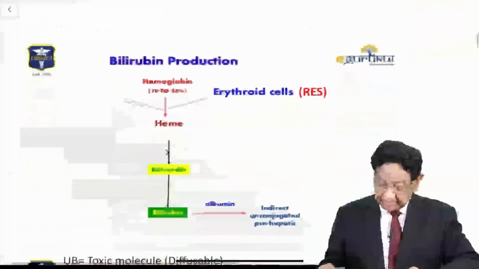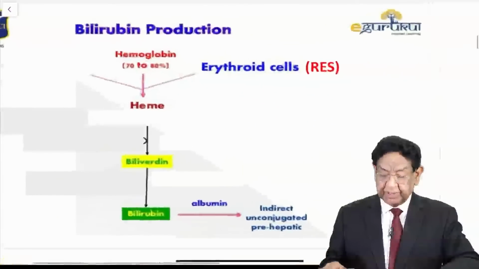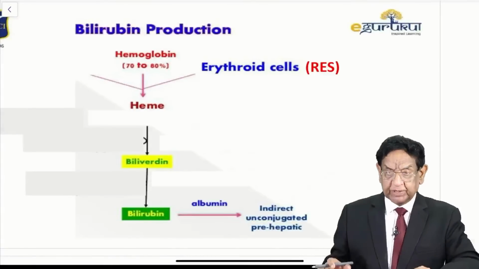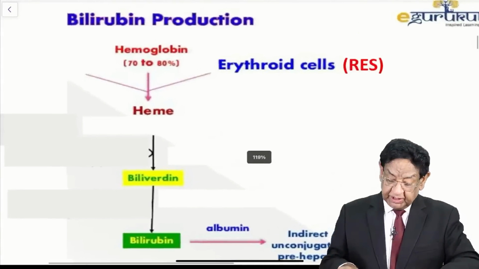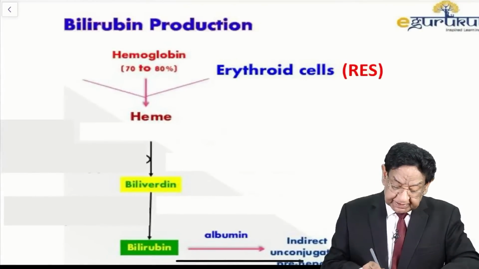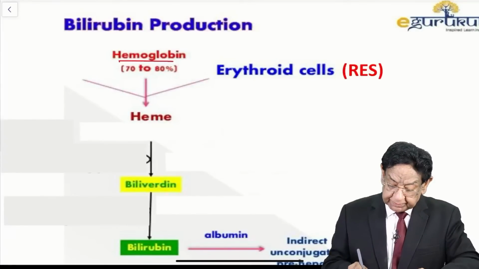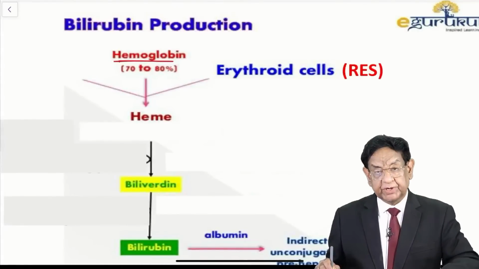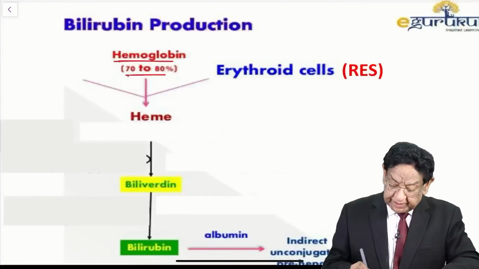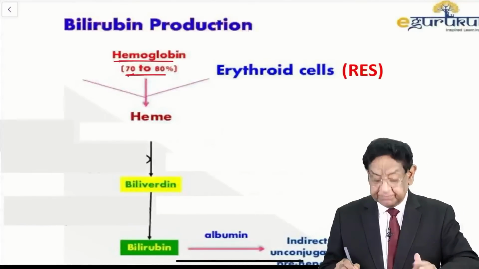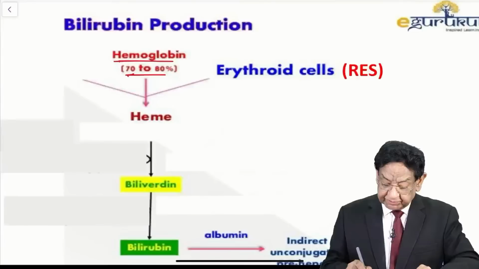Now let's learn the basic biochemistry of bilirubin production. How bilirubin is usually produced in the body in the normal situation. We all know that RBCs break down and they produce hemoglobin. Everybody knows. In fact, 70 to 80% of the bilirubin is being produced from hemoglobin only. It produces heme.